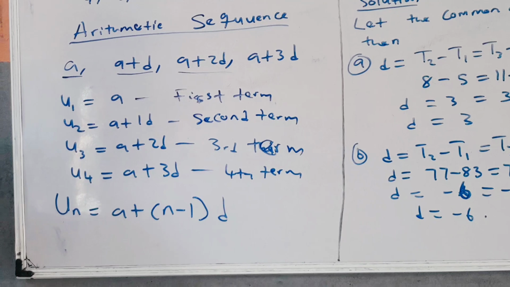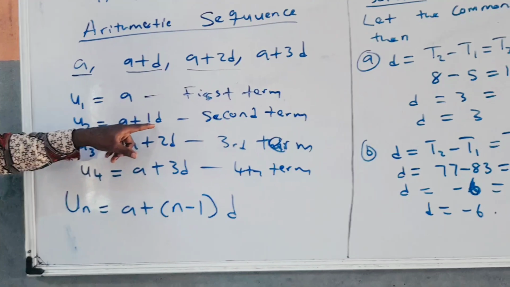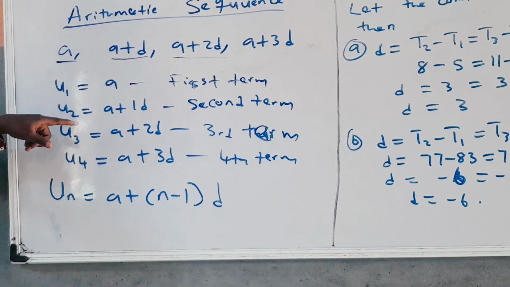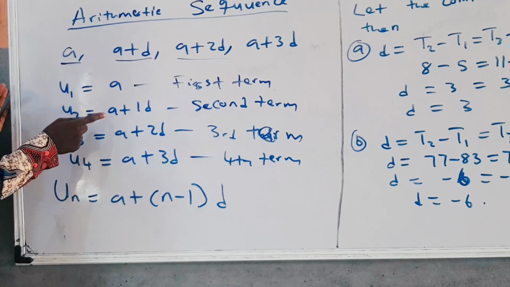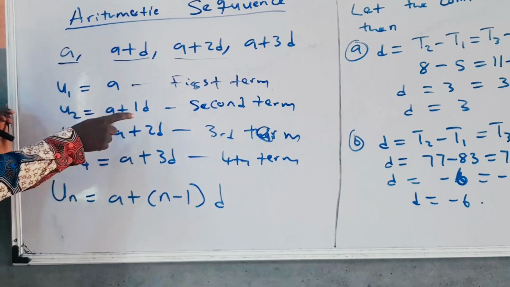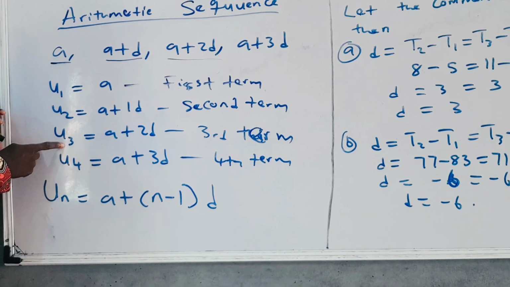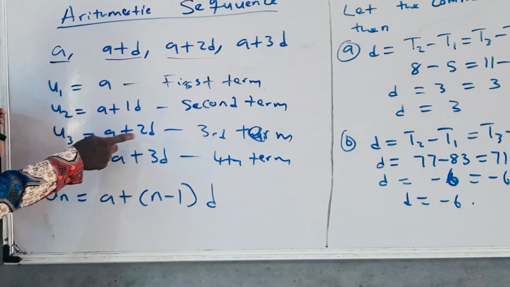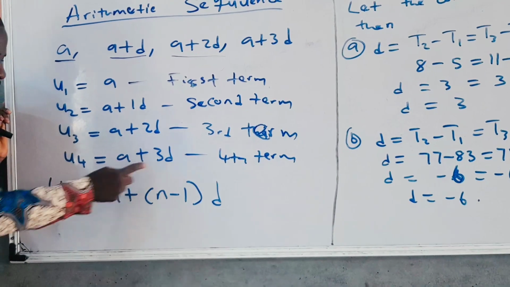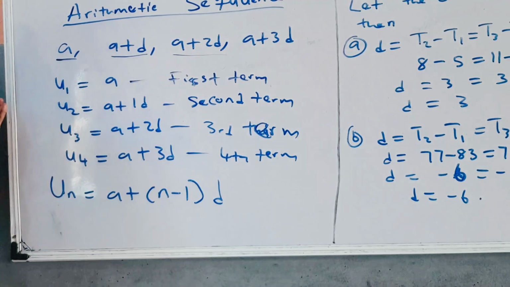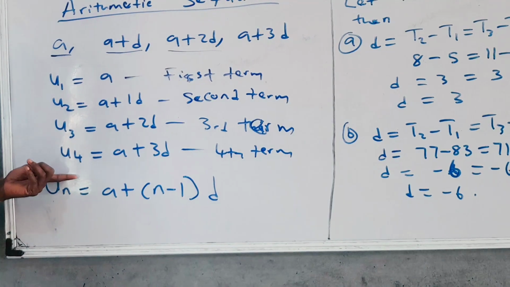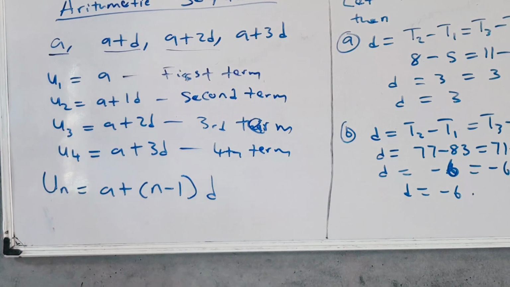You notice that as you are going to each one, the multiple of d is just your number of term minus 1. Because look at it. For second term it is A plus 1d. That is 2 minus 1, that's 1d. If it's third term, you got A plus 2d, that is 3 minus 1, that's 2. 4 minus 1, that's 3. That's why you have A plus 3d. Now the fifth term will go A plus 4d. If you go to the sixth term, it will be A plus 5d, and so on.